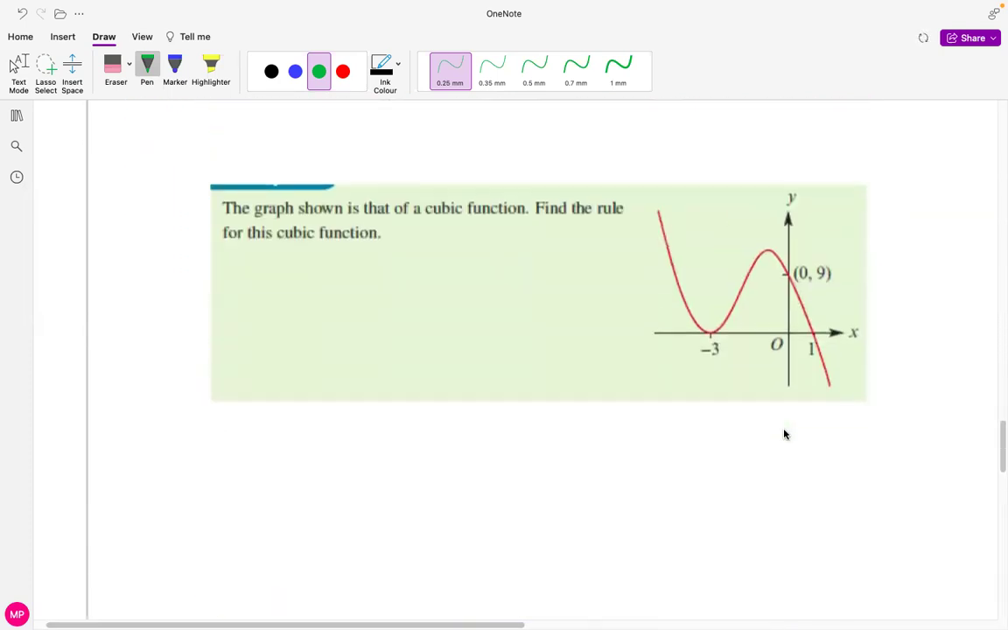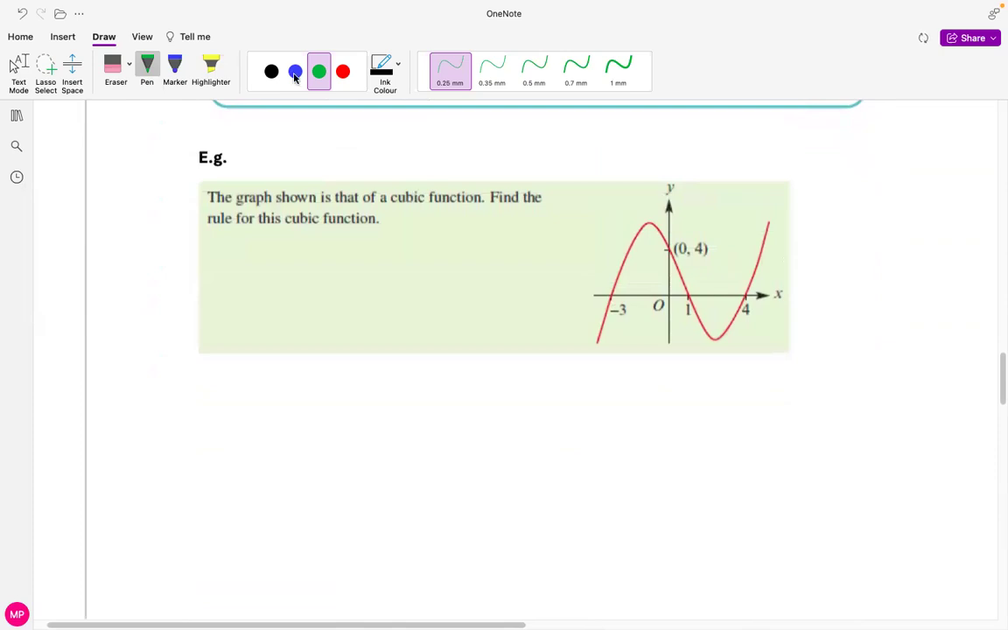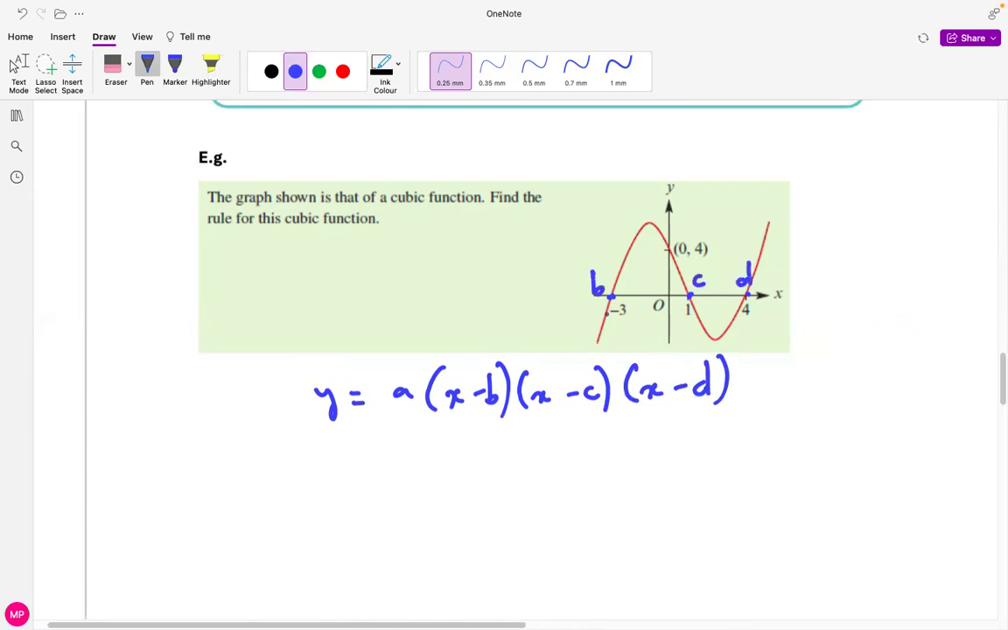Now we're going to do this example here, where sometimes they give you a graph and ask you to find the general equation. Because they give you the x-intercepts, you can use the x-intercept form, which is y equals a(x minus b)(x minus c)(x minus d). Now b, c, d are the x-intercepts. b is negative 3, so y equals a(x plus 3), c is 1, (x minus 1), and d is 4, (x minus 4), like that.